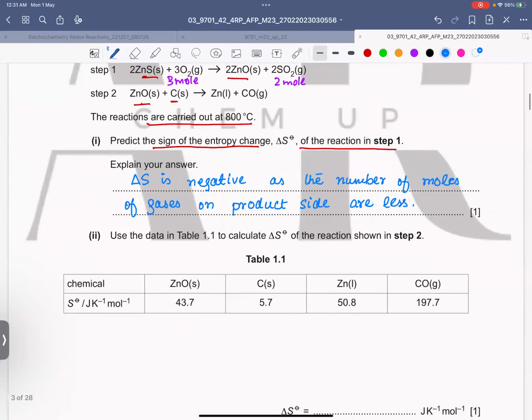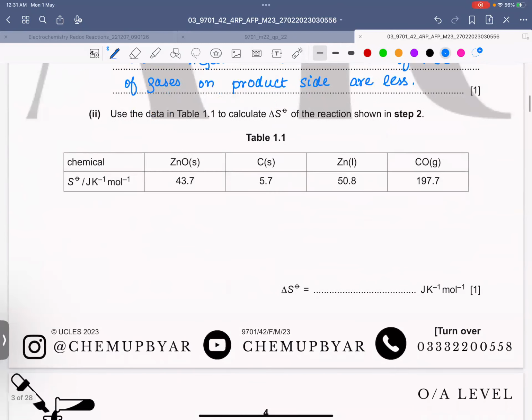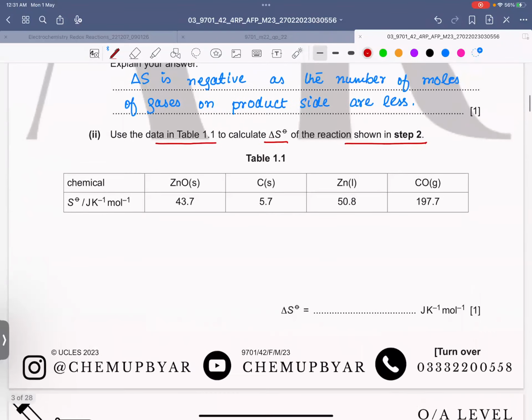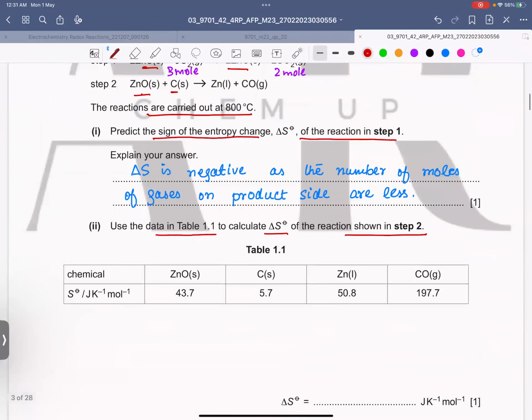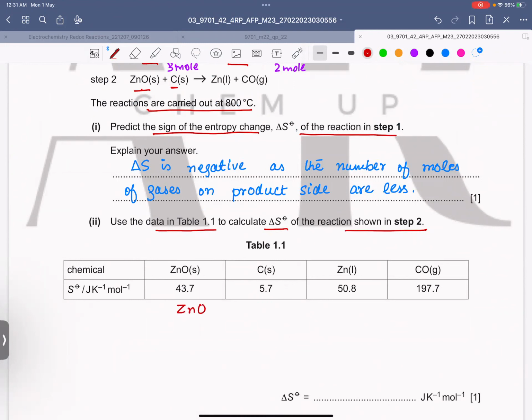Now, next part: use the data in table 1.1 to calculate entropy change of the reaction shown in step 2. In step 2, let me write the equation over here: zinc oxide is reacting with carbon, forming molten zinc, because the reaction is occurring at a higher temperature, and carbon monoxide gas.